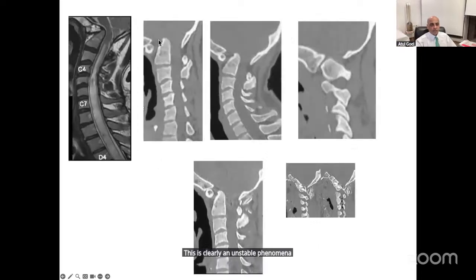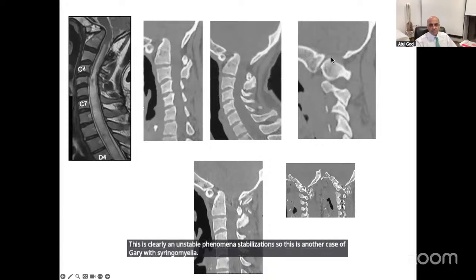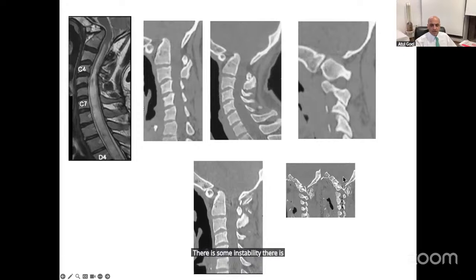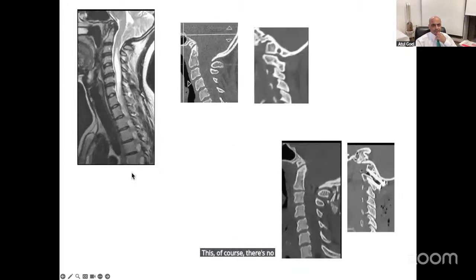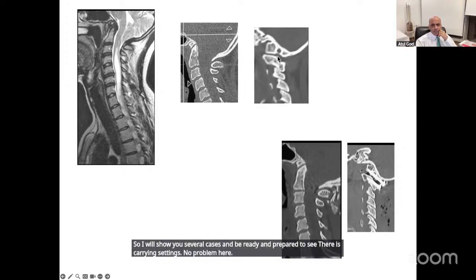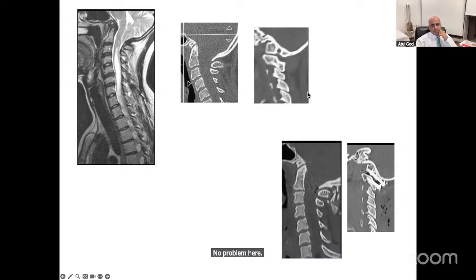Stabilization is the treatment. So this is another case of Chiari with syringomyelia. There is some instability. There is significant facetal malalignment. Stabilization is the treatment. This, of course, there's no need for any kind of decompression. So I will show you several cases, and be ready and prepared to see. There is Chiari and syrinx. No problem here. No problem here. And I have done C1, C2 fixation without any kind of decompression.